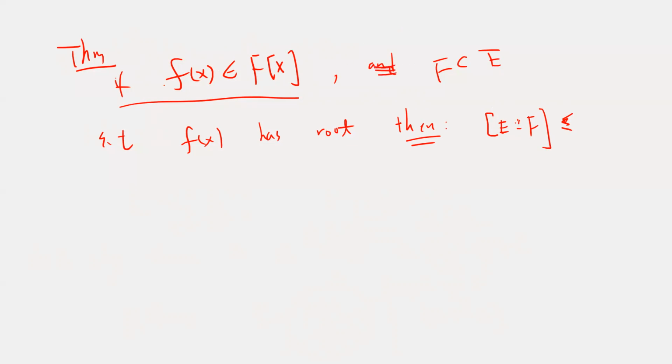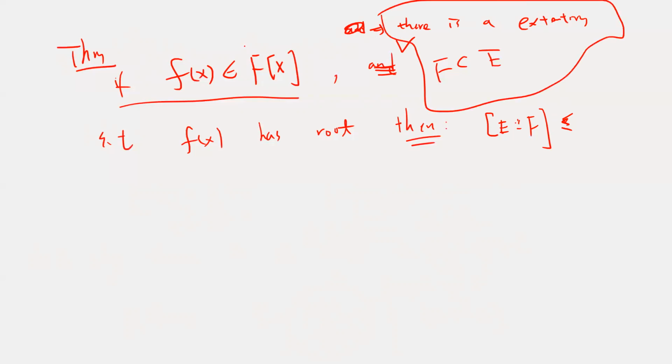I should say, sorry. If f of x belongs to a polynomial, okay, so now this is a consequence. There is an extension. Okay, so what I'm saying is that if you know your polynomial f has degree n, and you can prove that there must exist some field extension E over F such that f of x has a root, then the degree of E over F can be less than or equal to n. Okay, so this is trivial, right?